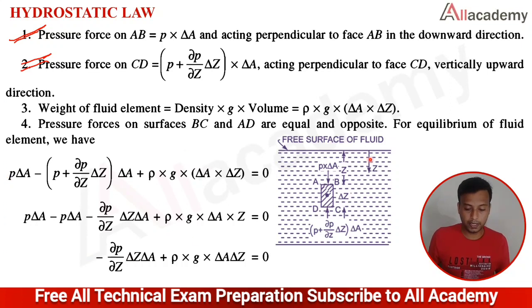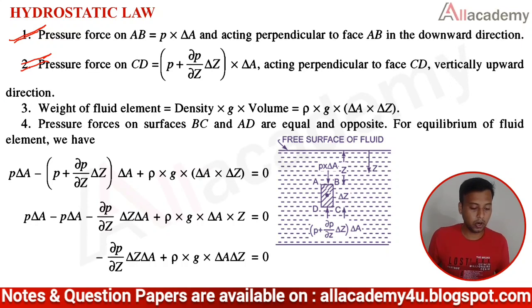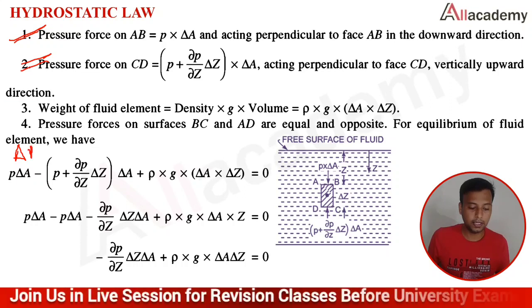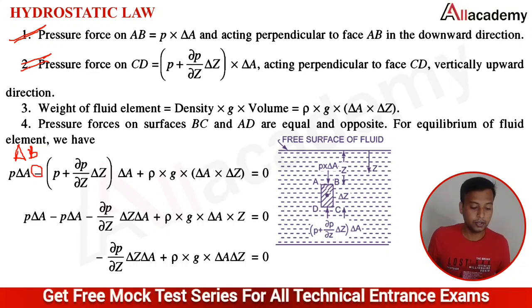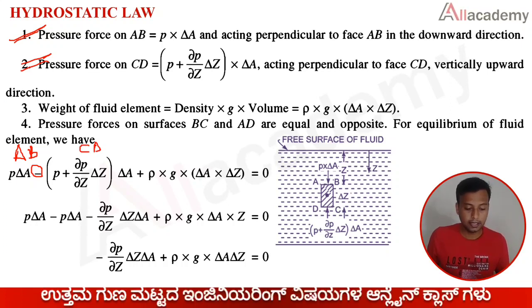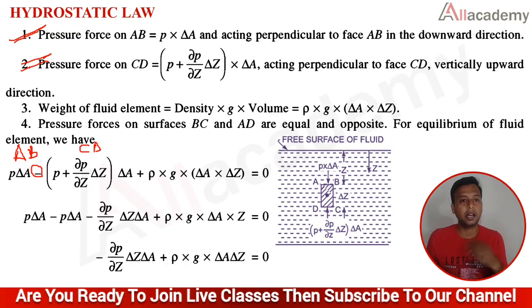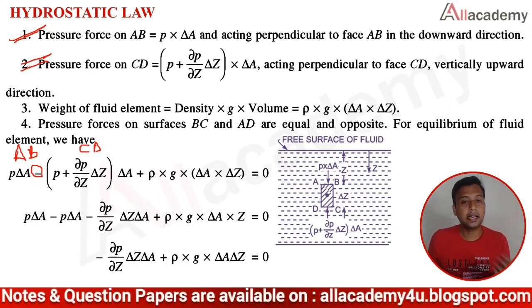Now for equilibrium condition, if I consider all the forces, this is the pressure force on face AB, and this is a negative sign I have taken because it is acting in the upward direction. So it is on CD. Then this is the weight of the element, and these two forces are equal and opposite. The BC and AD faces have equal and opposite forces, hence they have been eliminated.